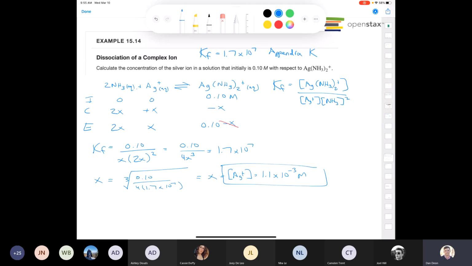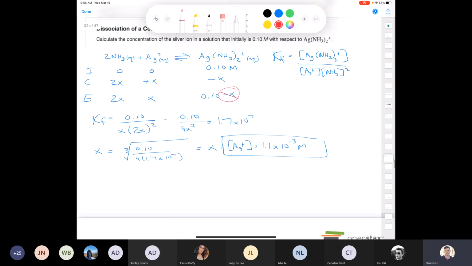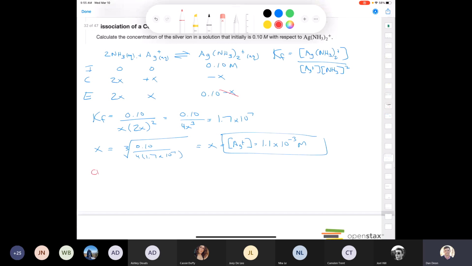All right. Now, if you are unsure about the assumption that we made here, we can always check that out. So if we want to check our assumption, is x less than 5% of the 0.1? We just take 1.1 times 10 to the negative 3, divide it by 0.1, multiply by 100%, and we get 1.1%. Therefore, our assumption was okay. It's less than 5%, and so the assumption is valid.